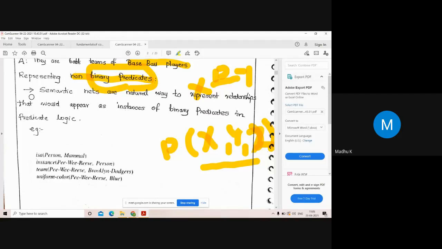I'm just reading this expression. Semantic nets are a natural way to represent relationships that would appear as instances of binary predicates. That is, a semantic network is naturally suitable for expressing binary predicates. As I told you here, with X and Y, I can represent X related to Y as P.